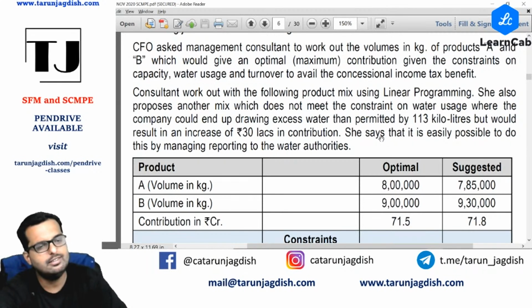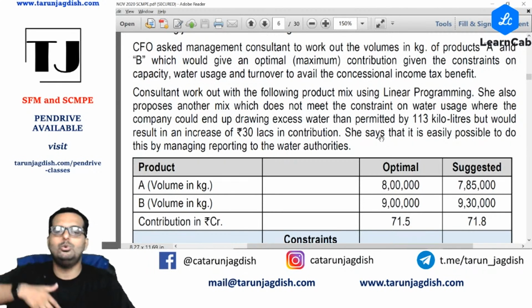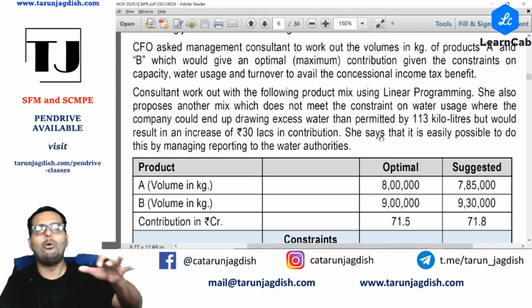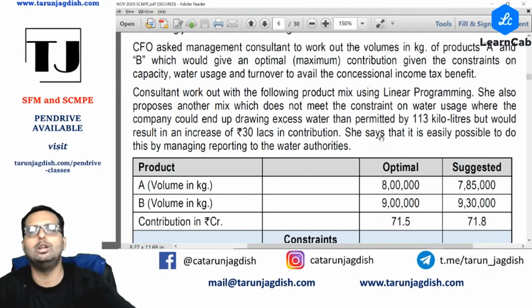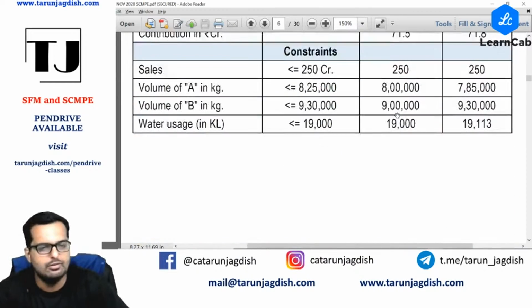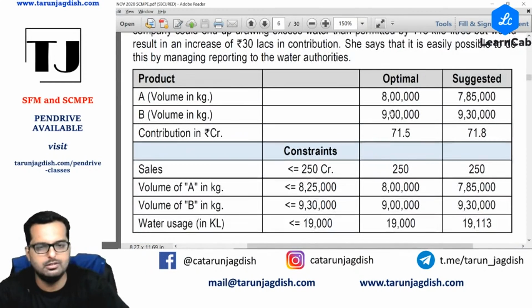Okay. She says it is easily possible to do this by managing the reporting to the water authorities. When you give a report to the water authorities, slightly manipulate it. That is what she's trying to say. Friends, now is that an ethical way of doing business?